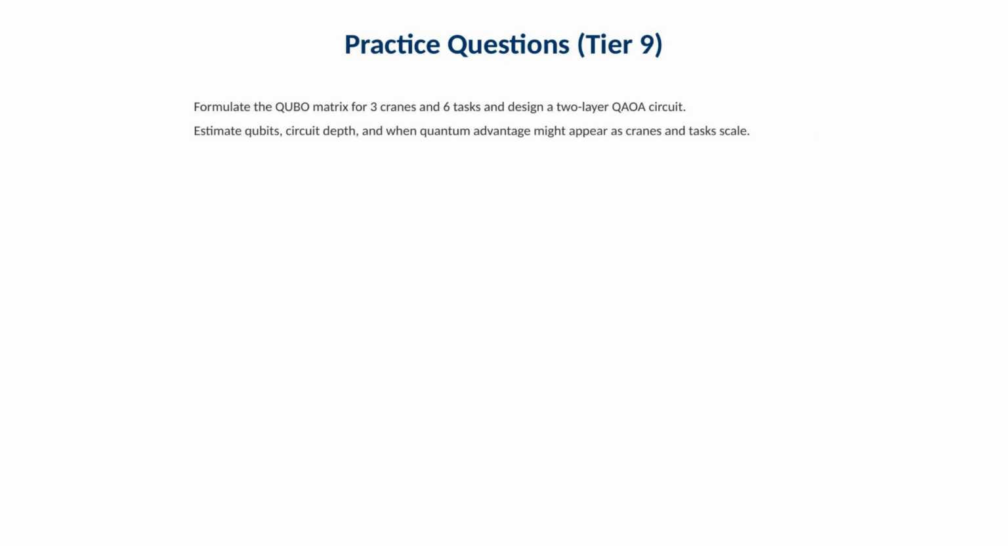These questions ask you to formulate a quadratic unconstrained binary optimization matrix for a 3-crane, 6-task instance and design a 2-layer quantum approximate optimization circuit. You estimate qubits, circuit depth, and discuss when quantum advantage might appear as cranes and tasks scale.